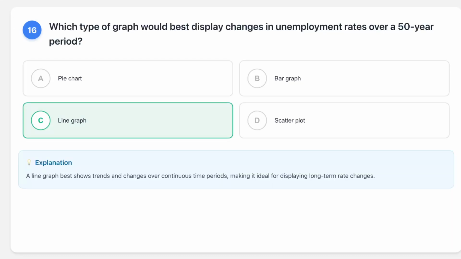Explanation. A line graph best shows trends and changes over continuous time periods, making it ideal for displaying long-term rate changes.